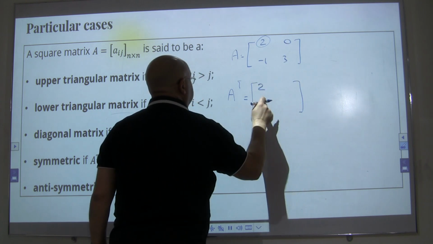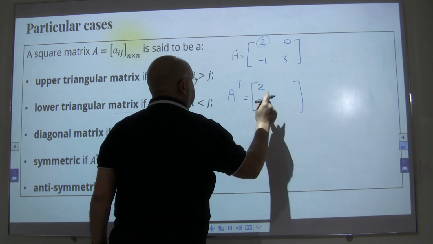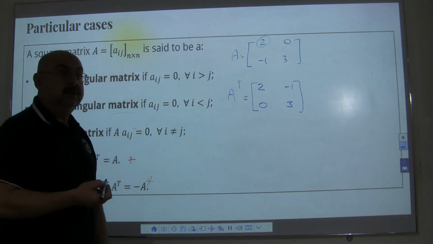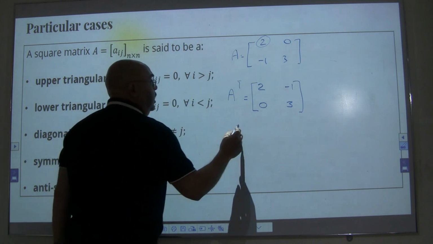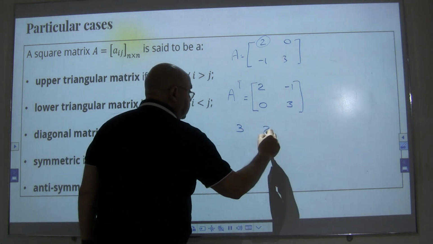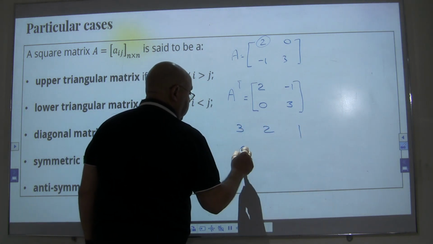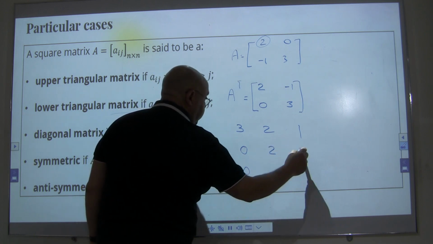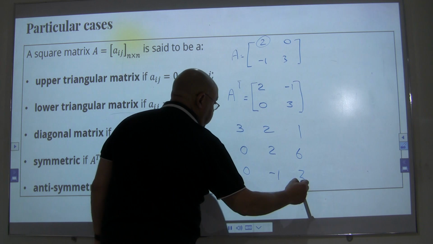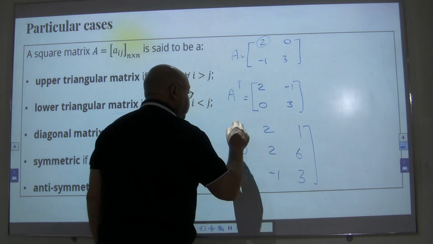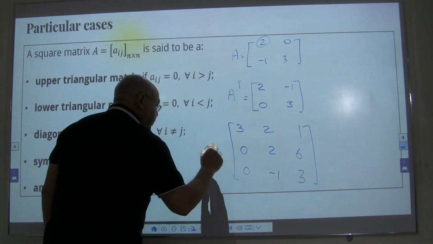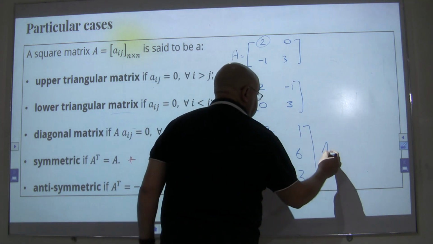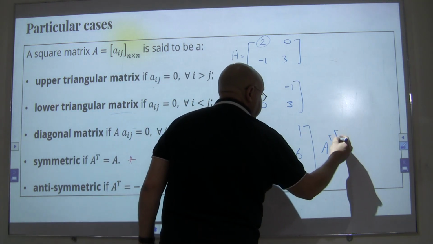Instead, the 0 that came into a column, you will have instead negative 1. So this is the transpose of this one. Right, let's try if I have 3, 2, 1, 0, 0, 2, negative 1, 6, and 3. Something like this. This is the A matrix. I want to get A transpose. Any suggestions? 0, 0, 3.